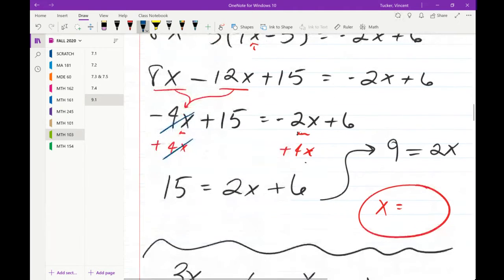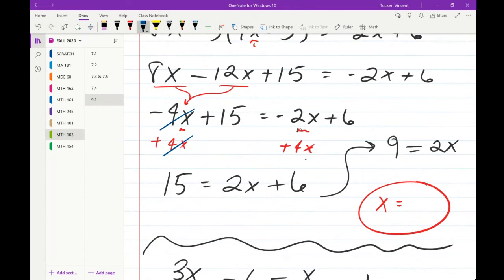The 4x cancels on the left. That leaves you with 15. Negative 2x plus 4x gives you a positive 2x. And plus 6 is still there. Now I need to subtract 6 from both sides. The 6 is canceled on the right. 15 minus 6 is 9. Finish it off by dividing by 2. x is equal to 9 over 2.